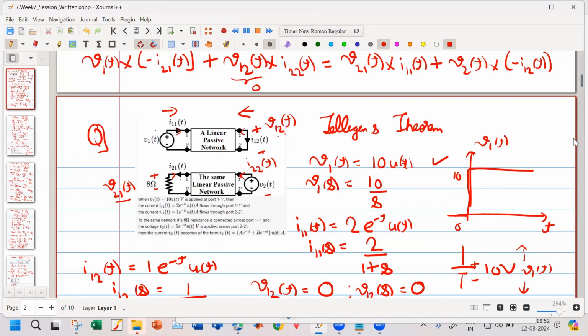So this is a linear passive network, and for this case, we can use Tellegen's theorem. It can be used. So we have V1 into this current plus this into this current should be equal to this voltage into this current plus this voltage into this current. Based on that, we have solved.